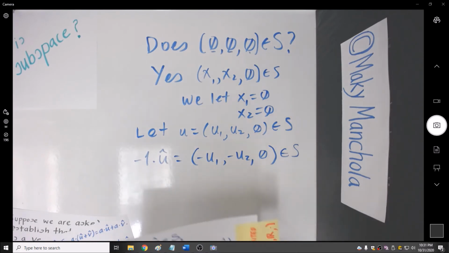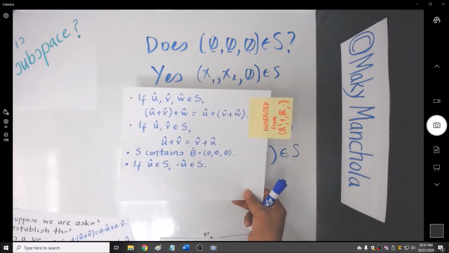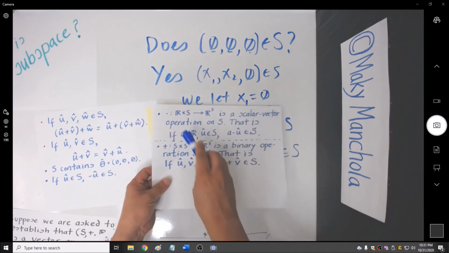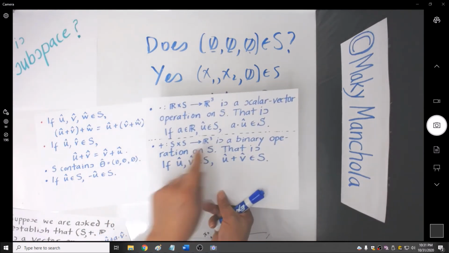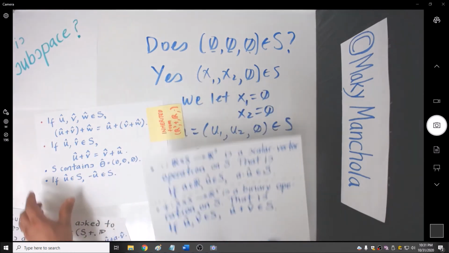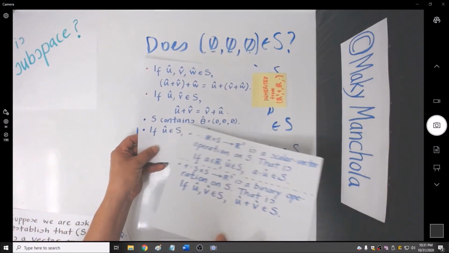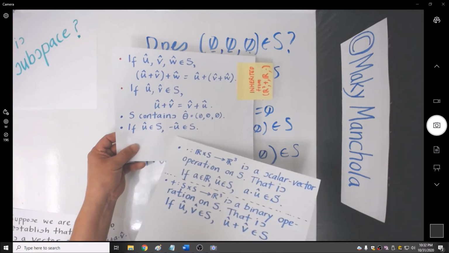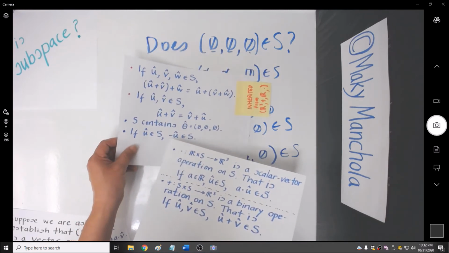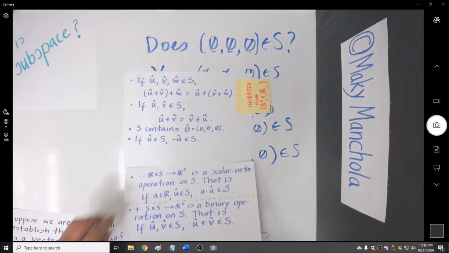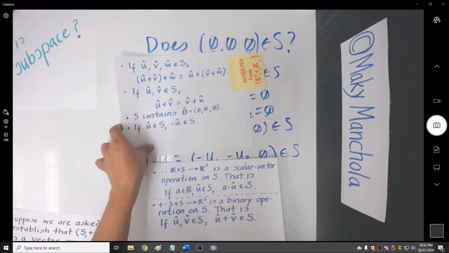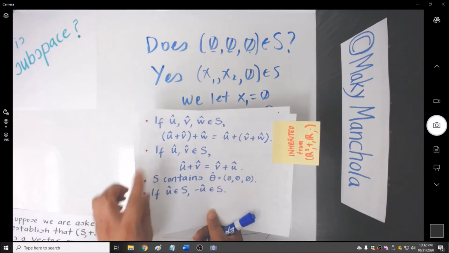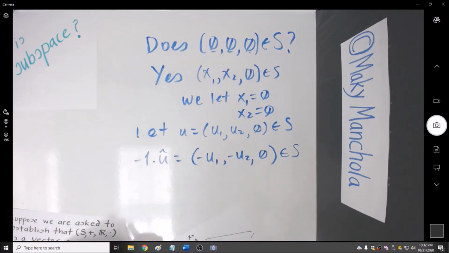Okay, so we're a little bit over halfway done, but let's make the observation that we have verified certain things for S. We verified closure of scalar multiplication. We verified closure of addition. We verified that S contains the additive identity. We verified that for every element of S, its negative, its additive inverse, also belongs to S. We didn't really need to verify a couple of properties: the associative property and the commutative property.